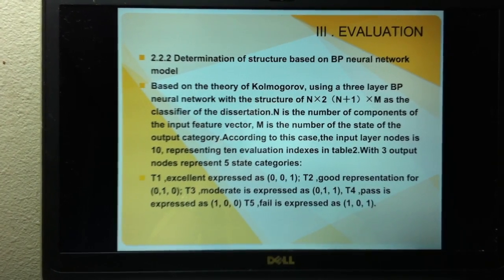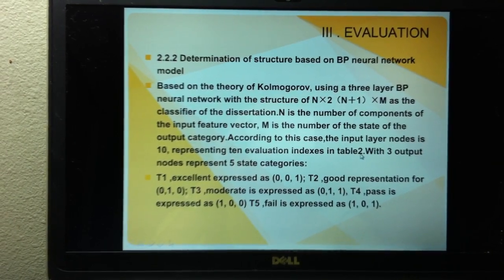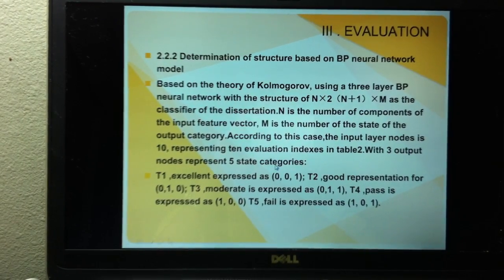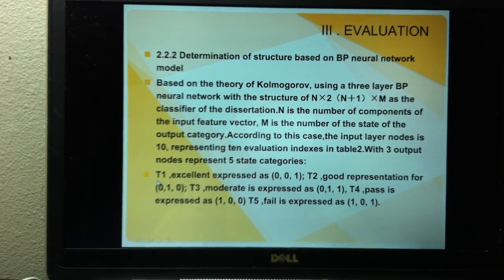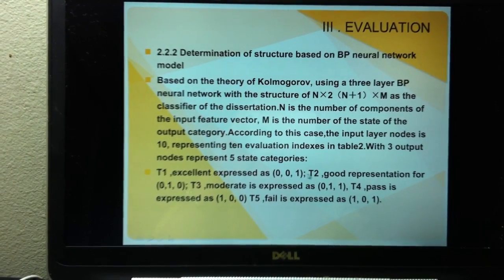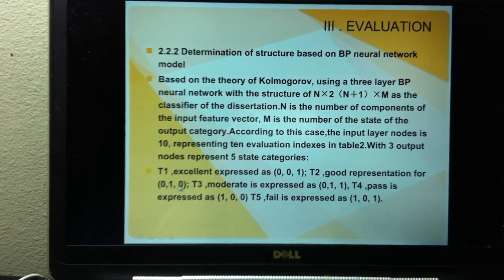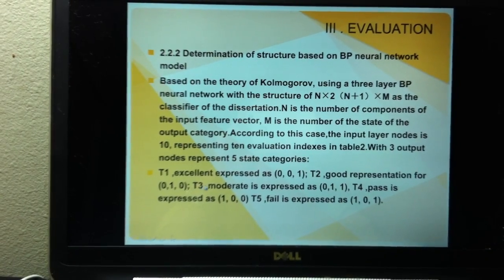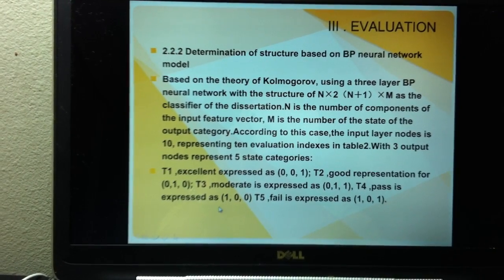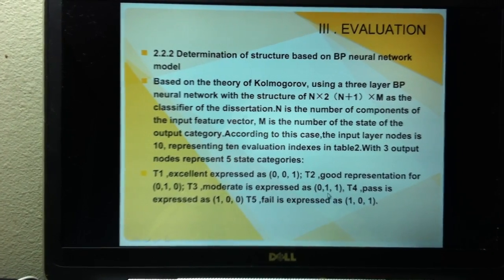According to this case, the input layer node is 10, as we have shown in table 2, and with 3 output nodes representing 5 state categories. T1, excellent, is expressed as 0 0 1. T2, good, is expressed as 0 1 0. T3, moderate, is 0 1 1. T4 is 1 0 0. T5, fail, is expressed as 1 0 1.